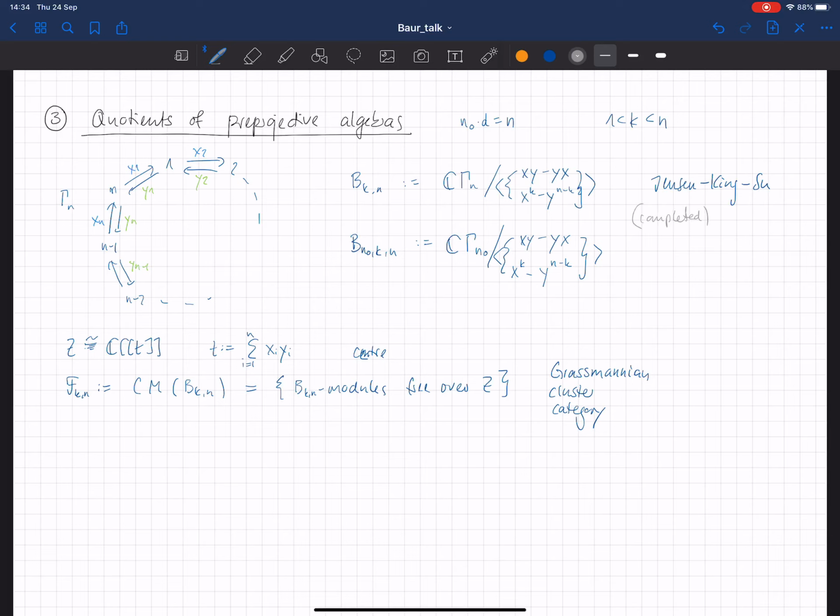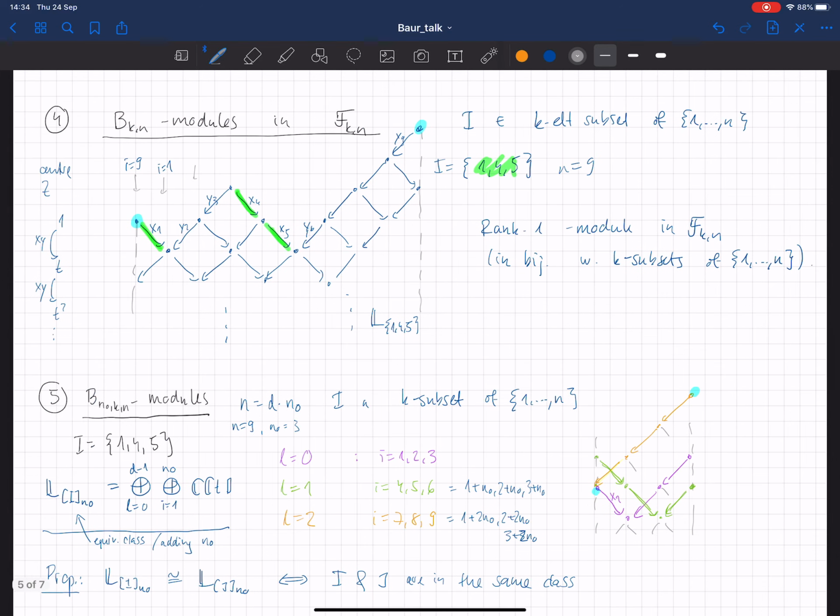Okay. Then Jensen, King and Su defined this category F_{k,n} as Cohen-Macaulay modules over the algebra B_{k,n}. In that case, they are the B_{k,n} modules which are free over the center. And that is the corresponding cluster category. Okay. I will briefly explain how we can think of modules in that category. So what Jensen, King and Su show is that certain modules come in bijection with k-subsets of 1 up to n.